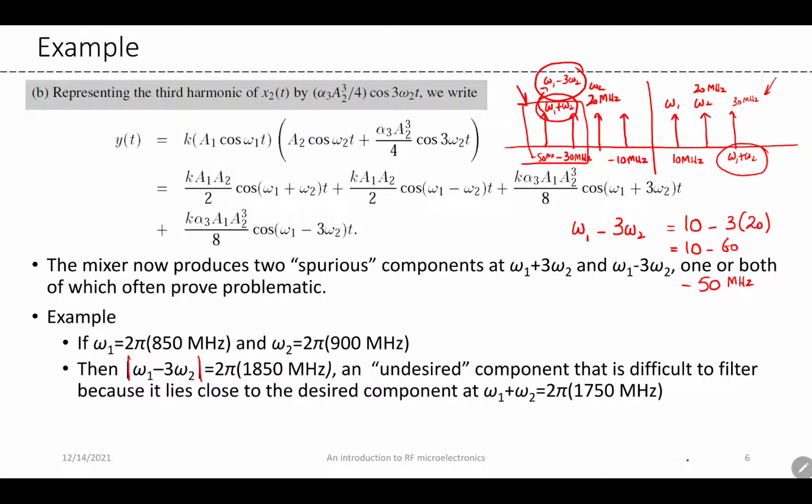Okay, and then it creates problems, because now the system has been designed to work at this frequency. So this signal, which is close to the desired signal omega 1 plus omega 2, won't be filtered out, and it will get into the system, and it can create errors.